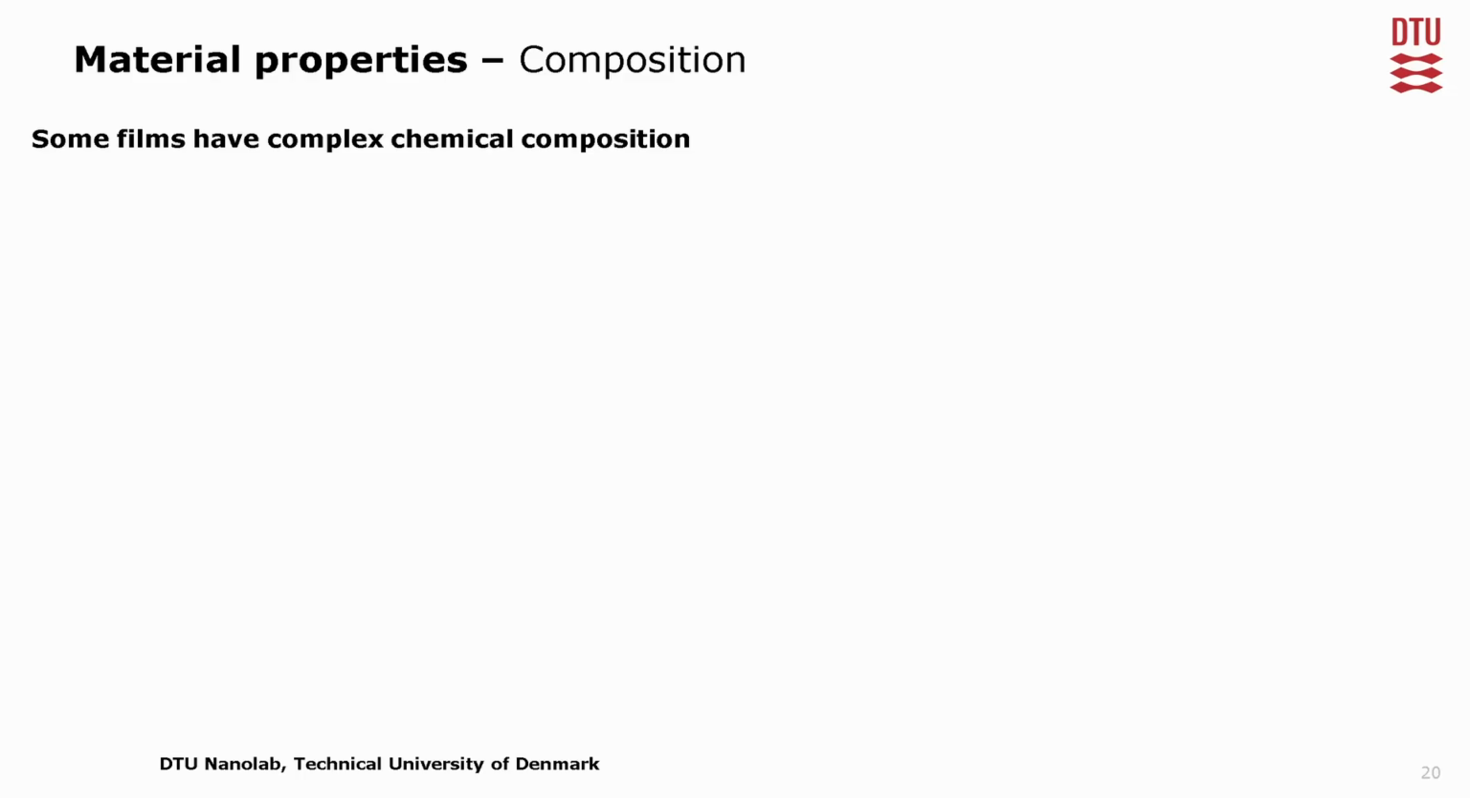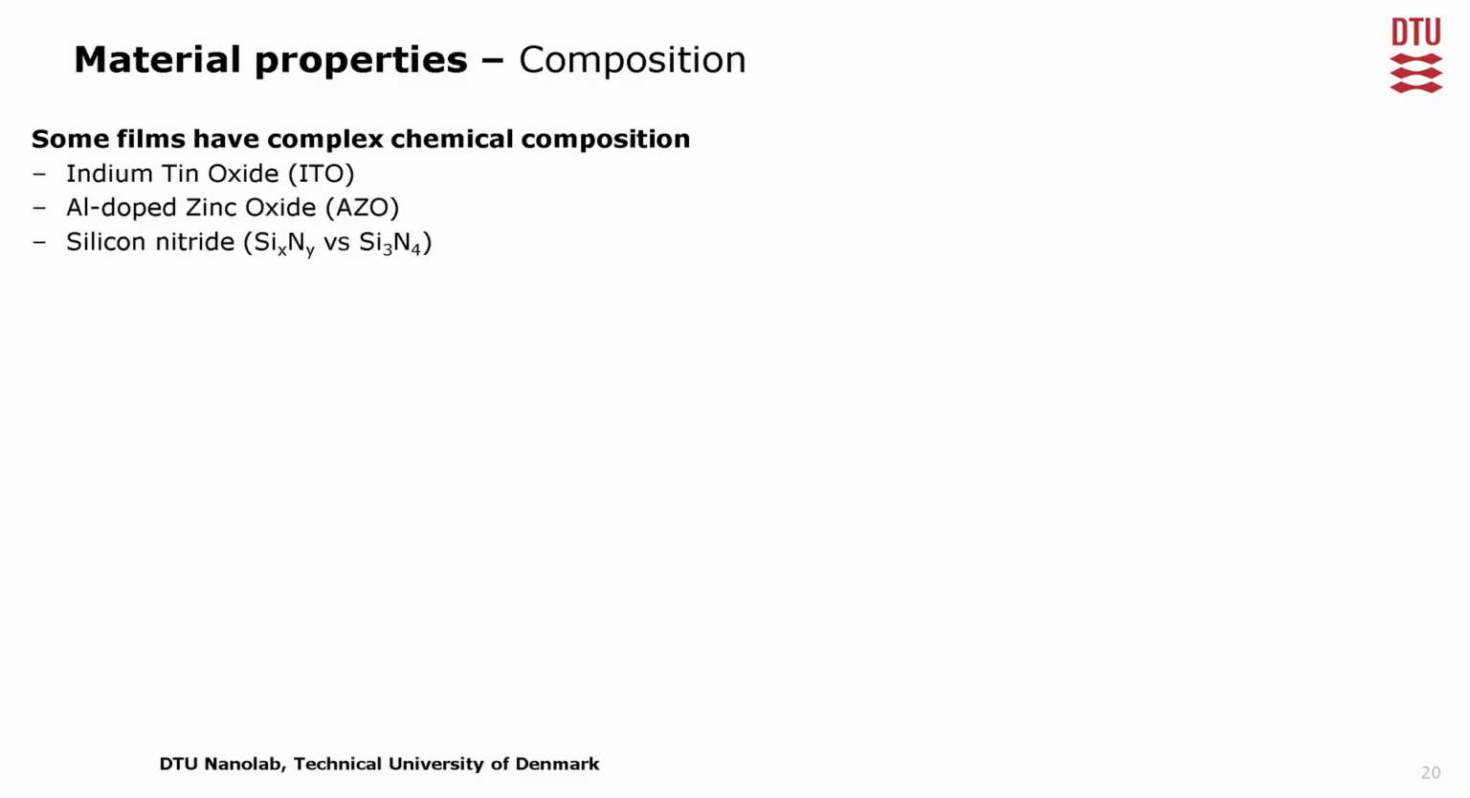However, you may also deposit more complex chemical compounds, such as indium tin oxide or aluminum-doped zinc oxide. In these cases, controlling the atomic composition is crucial, as the film's properties are strongly dependent on the individual atomic concentrations. For example, when depositing silicon nitride, you can vary the proportion between silicon and nitrogen. If you aim for a perfect chemical silicon nitride with a 3:4 ratio, you achieve stoichiometric silicon nitride.